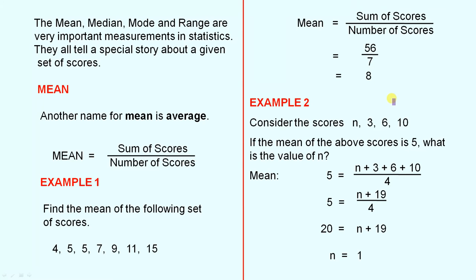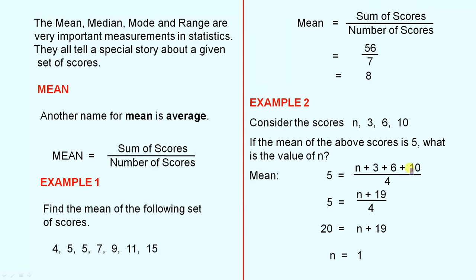Example 2 is a very interesting example. Consider the scores here, where there are 4 of them. This one is unknown. This is the information we're given. If the mean of the above scores is 5, what is the value of n? So the mean is 5, which is obtained by adding all the scores up and dividing by 4, because there are 4 of them.